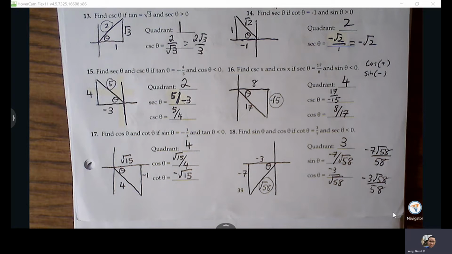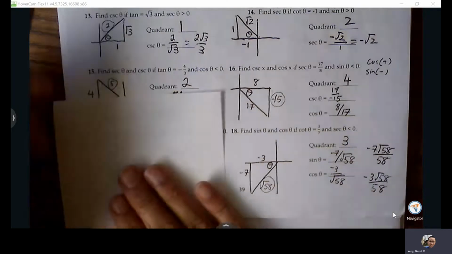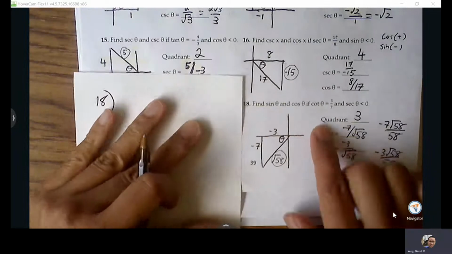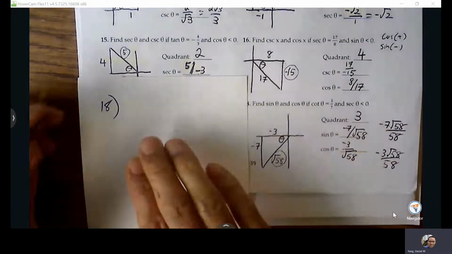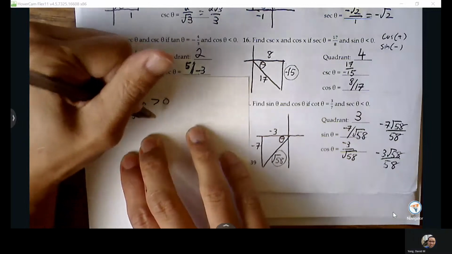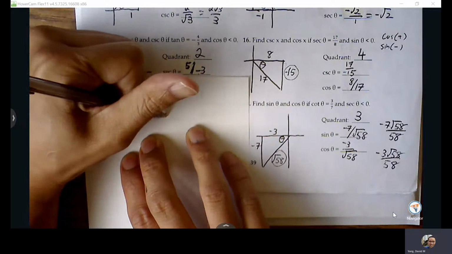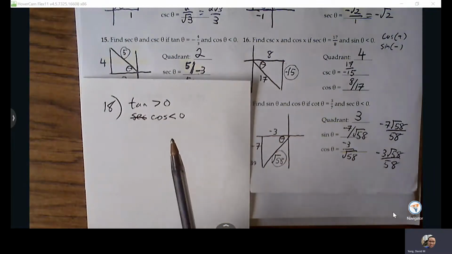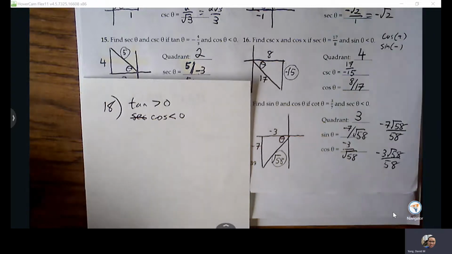Okay, guys. So number 18, it says find sine and cosine if cotangent is 3/7 and secant is less than 0. So we see that cotangent is positive. So let me put this on. I'll work this out on the sheet here. Okay, so cotangent is 3/7. If cotangent is positive, then we know that we're looking for a location where tangent is positive and secant is negative. And so, if secant is negative, we know that we're dealing with cosine being negative. So, in which quadrant will both tangent be positive and cosine be negative?